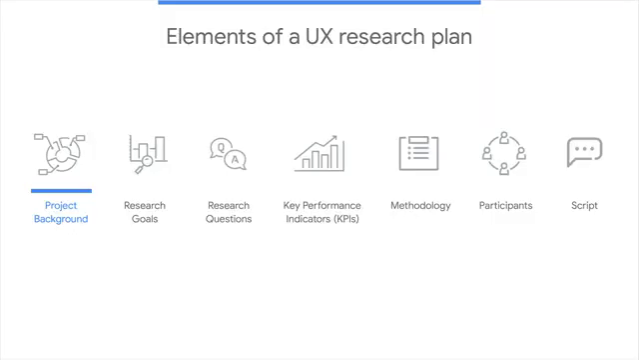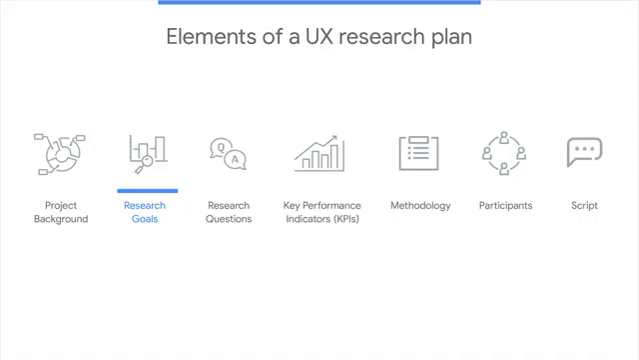Let's break those down. The project background summarizes the situation that led to the need for this research. It's basically a brief explanation about why you're doing the research, which you can give to anyone who asks. Your goal when creating the project background is to try and answer the question, what led you to conduct this research?